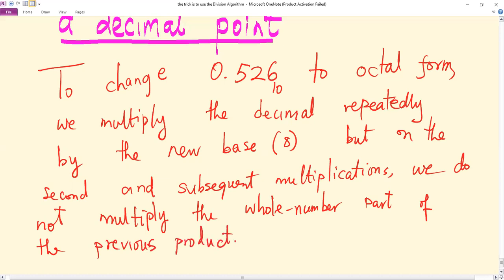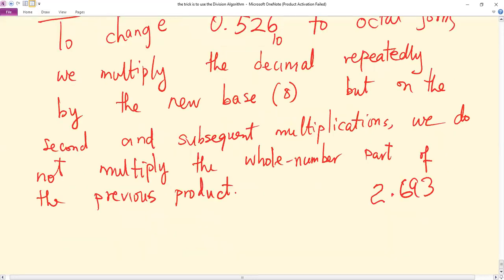So you see, the process is different from the other case when the number doesn't have a decimal point, where you are dividing. But in this case, when you are dealing with a decimal number, you multiply. But you multiply in such a way that in the second and subsequent multiplications, we do not include the whole number part. For example, if your answer is 2.693, then in the subsequent multiplication, you don't multiply 8 by 2.693, you only multiply 8 times 0.693. That's what I mean. Now let's see how that works.